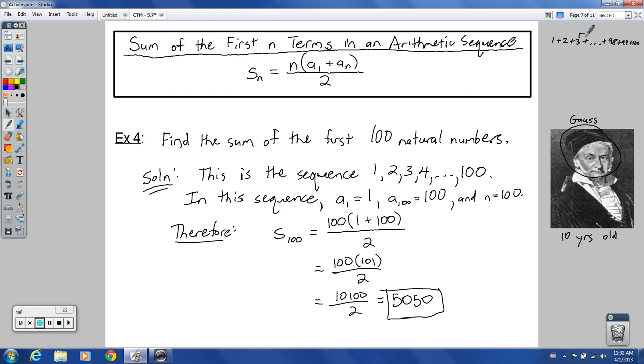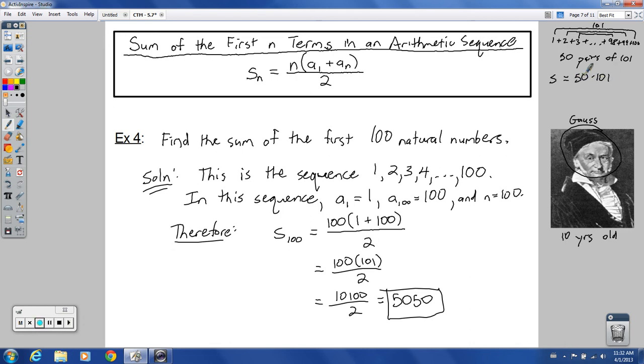But if you look at this and you add up the first one and the last one, and you add up the second one and the second to last one, and so on, they're all going to add up to 101. And you have 50 pairs of 101. That means the sum is going to equal 50 times 101.